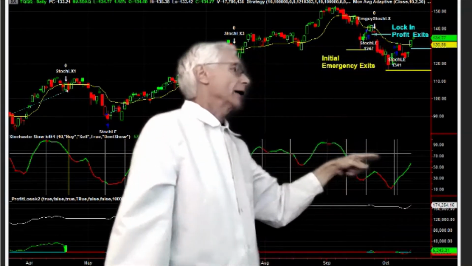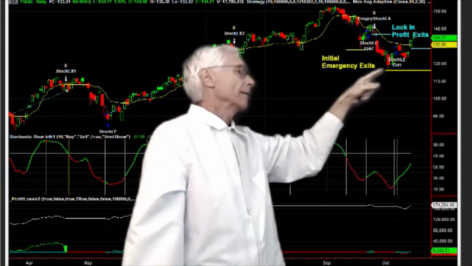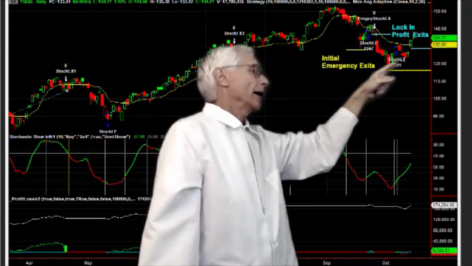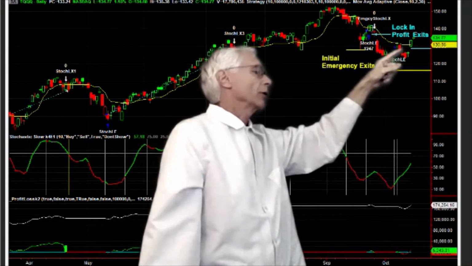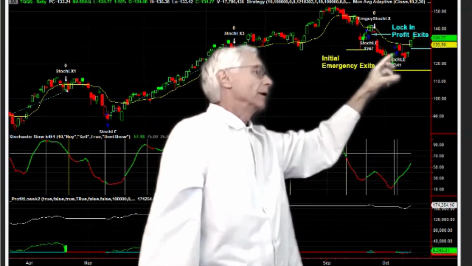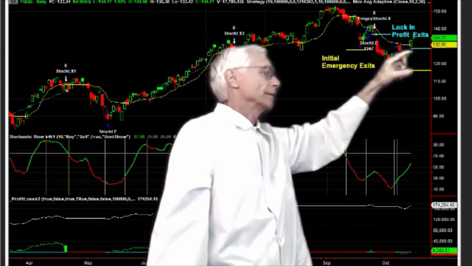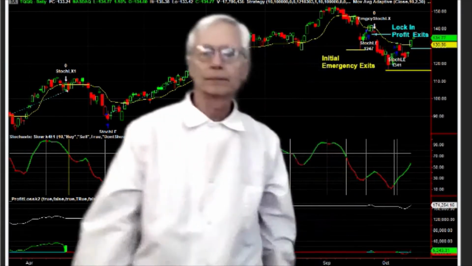And then again, here was another stochastic buy, which got me back in. I have an emergency exit here, and I'll go into this in a little more detail. And then I ended up moving it up. So you end up guaranteeing that you don't go through this much of a loss. All right, let me show you that in more detail.